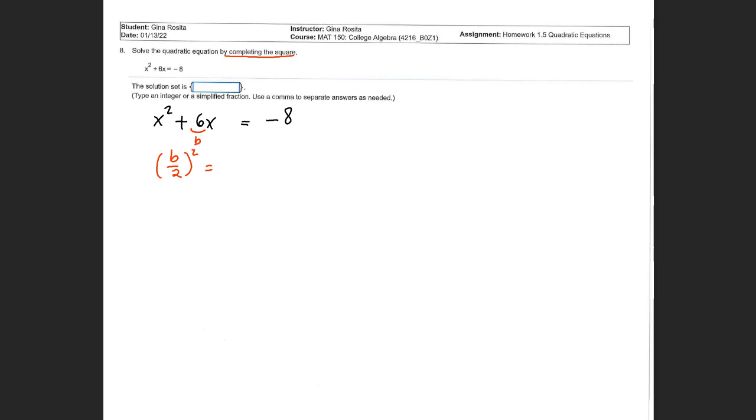Follow this. Now b is 6, so 6 over 2 squared. So 6 over 2 is 3 squared, or we can write it as 9. You can put it like that. Now if you add 9 on the left side, you have to add 9 on the right side. Just go down.